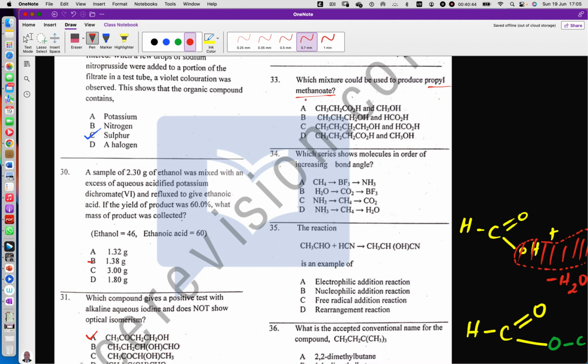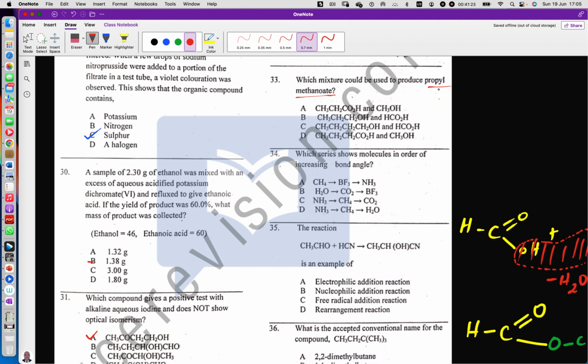So propyl methanoate means that it is the formation of an ester when a carboxylic acid reacts with an alcohol. When a carboxylic acid reacts with an alcohol, an ester is formed. So it is the group of the alcohol that we start naming it with. If it is propyl, that means the alcohol was propanol, or propan-1-ol.